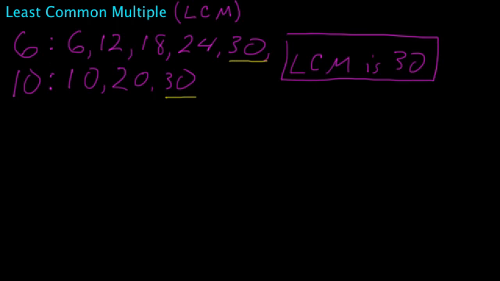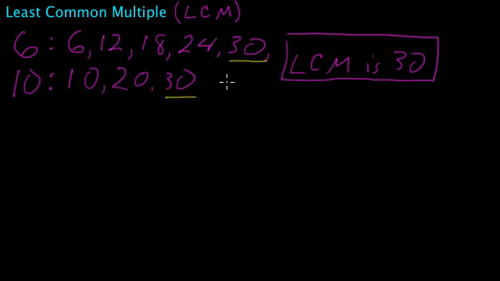Now you might ask yourself, how did he know to stop at 30? Well, I didn't necessarily. I could have gone even further and found additional multiples for both 6 and 10. But at some point I would have paused and taken a look at what multiples I had and seen if I had any common ones. If I had at least one, maybe more, I would have taken the least of them, so that's 30.